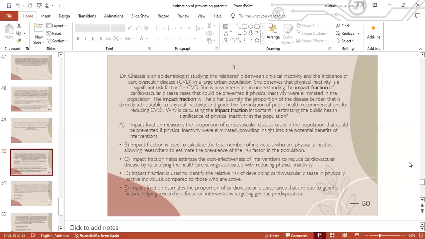C, impact fraction helps estimate the cost effectiveness of interventions to reduce cardiovascular disease by quantifying the healthcare savings associated with reducing physical inactivity. D, impact fraction is used to identify the relative risk of developing cardiovascular disease in physically inactive individuals compared to those who are active. E, impact fraction estimates the proportion of cardiovascular disease cases that are due to genetic factors, helping researchers focus on interventions targeting genetic predisposition. So the correct answer is A.